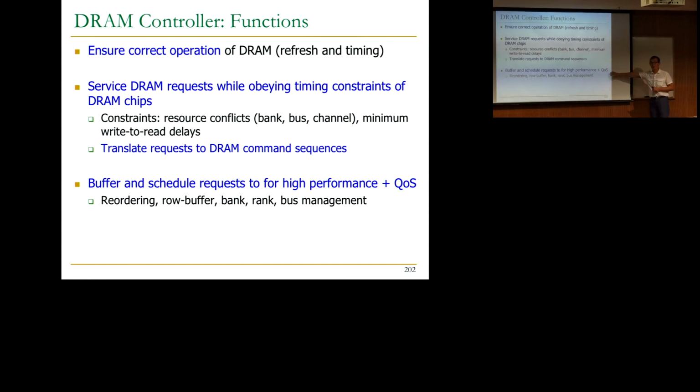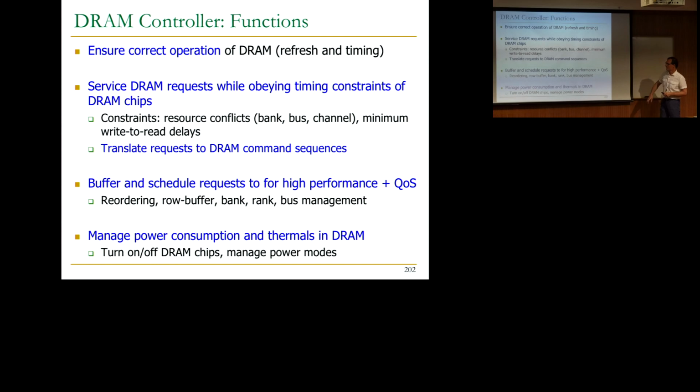Okay. And then you need to buffer and schedule requests for high performance and quality of service. Those are other requirements. You need to do some reordering, row buffer, bank, rank, bus management. How do you do that? Especially in the long term, because at this point, taking this action may be a good idea, but that may not be a good idea for the future, right? If you wait just a little bit before opening this row buffer, maybe you'll get some other request to the row buffer that's already open. Maybe you need to be looking into the future a little bit.